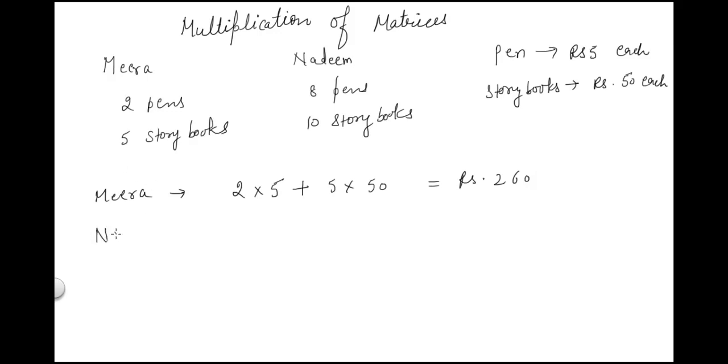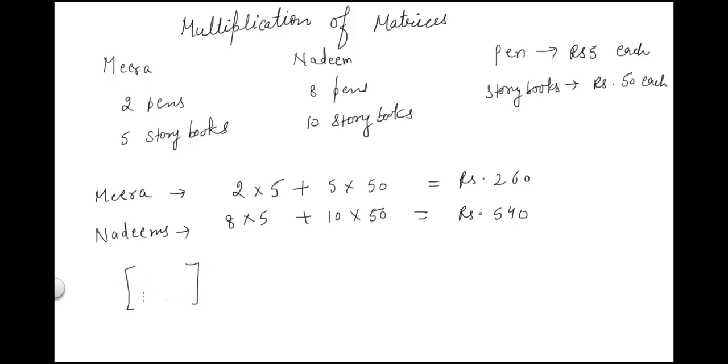While Nadeem will have to spend 8 multiplied with 5, that is the cost of 8 pens, plus 10 multiplied with 50, that is the cost of storybooks. So he has to spend in total rupees 540. In terms of matrix representation, we will write the above information as follows.